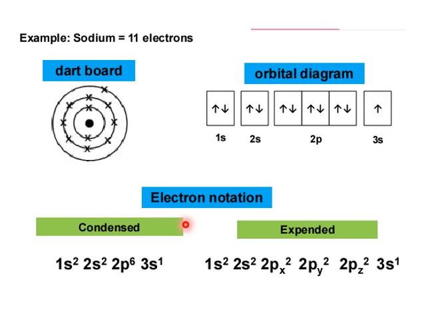For electron configuration, you must know how to write it in condensed or expanded form. In condensed form: 1s2, 2s2, 2p6, 3s1, like this. While in expanded form, you expand everything: 1s2, 2s2, 2px2, 2py2, 2pz2, because 2p has these three orientations, x, y, z, and then 3s1. So that's how we write the expanded version.